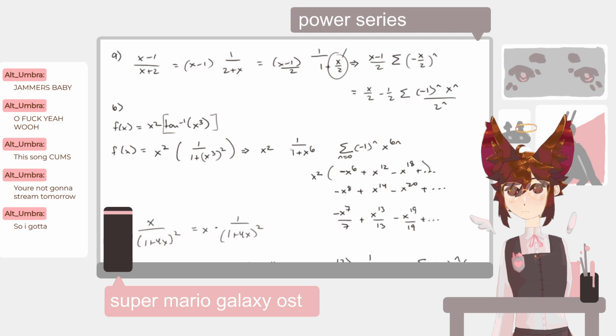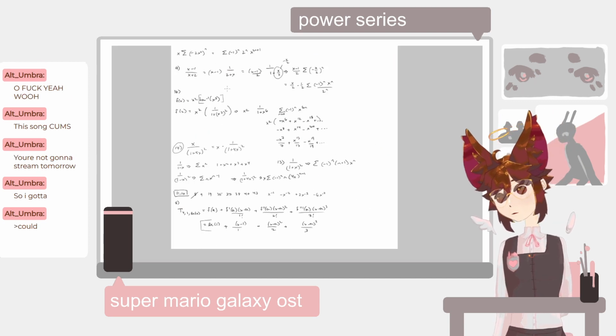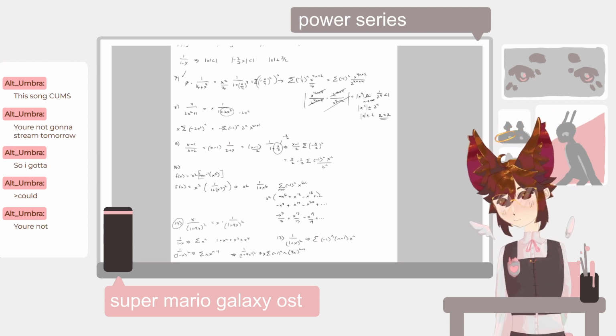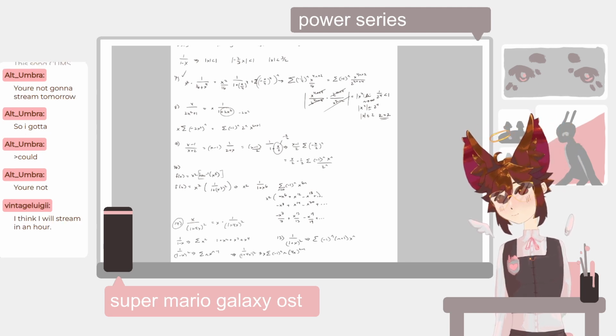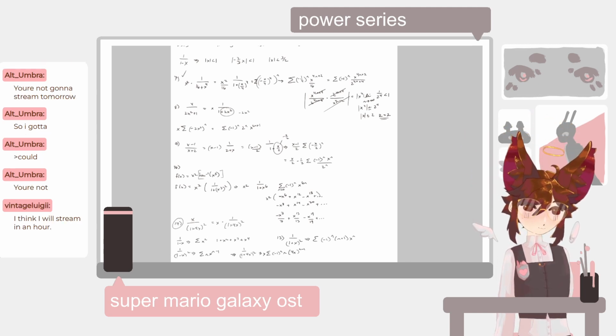Okay. I think that counts as winning power series. I think that counts as winning math in general, actually. Realizing that you're reading the book problems wrong.